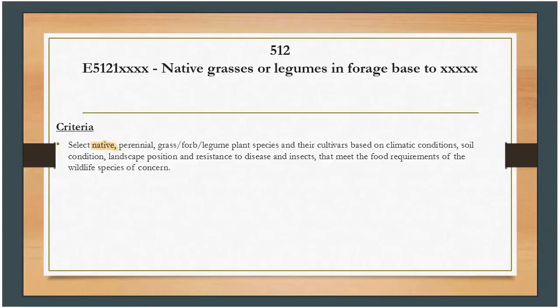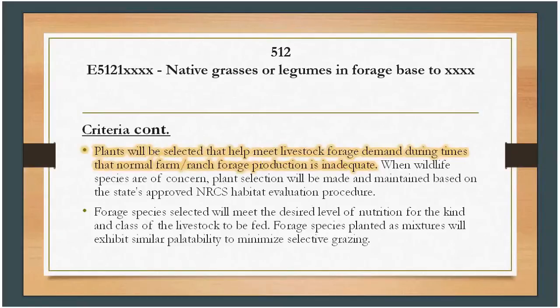The criteria say that you must select native, perennial, grass, forb, and legume plant species, and their cultivars, based on all the things that you would normally look at. But at the same time, plants will be selected that help meet livestock forage demand during times that normal farm and ranch forage production is inadequate. So let me just stop right there.